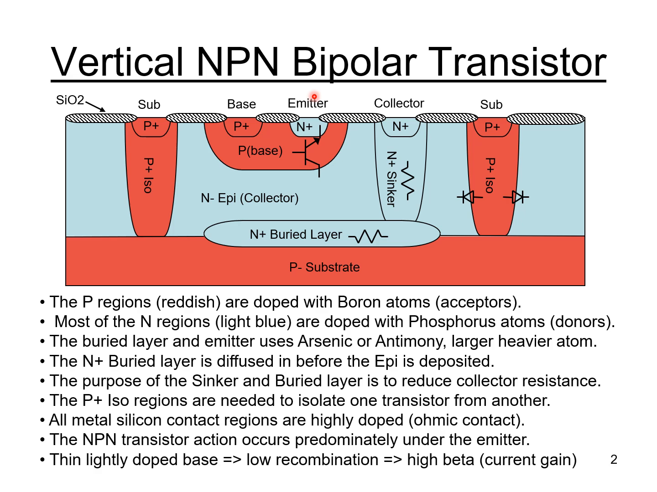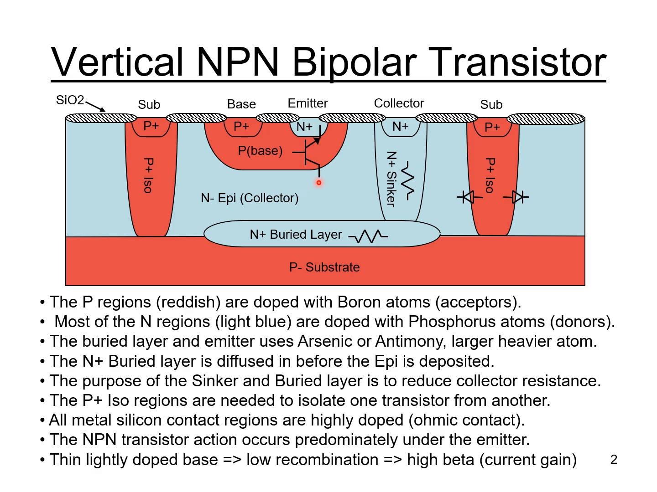The NPN transistor action itself is going to occur predominantly under the emitter, and I've drawn in a vertical NPN transistor symbol just under the emitter region here. And you can see it's going to be formed by the N plus emitter, the P plus base, and the N minus or lightly doped collector.